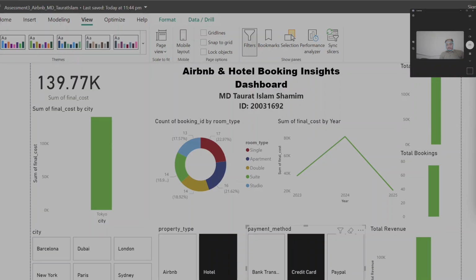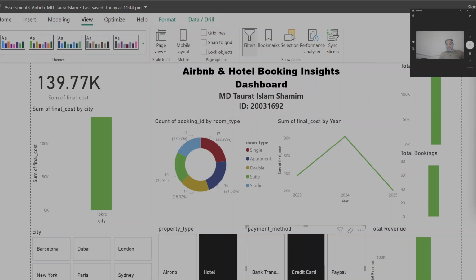Power BI is useful because it turns raw data into visuals that are easier to explain and easier for managers to make decisions from. Dashboard overview. Here is my dashboard, which I named Airbnb and Hotel Bookings Insight Dashboard.